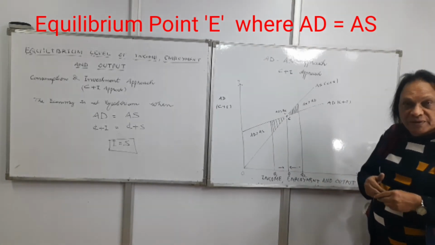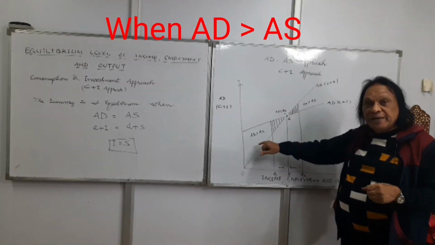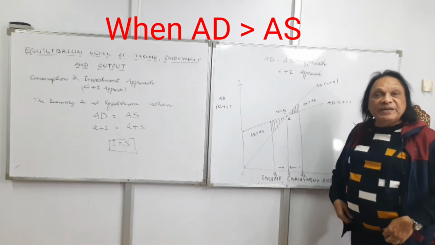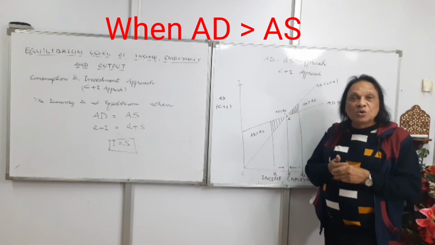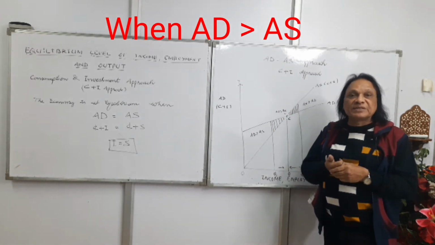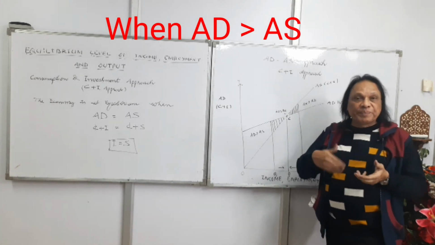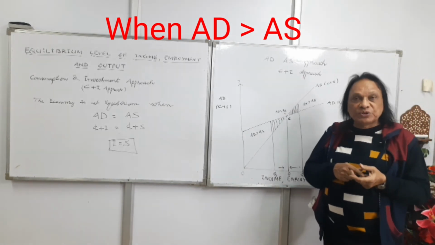We analyze it. Before the equilibrium level of output, you can see it here graphically, AD is greater than AS. That means what people are willing to spend, demand, is greater than what is being produced in the economy. Aggregate demand is greater than aggregate supply. The people are willing to spend more money than what is being produced.